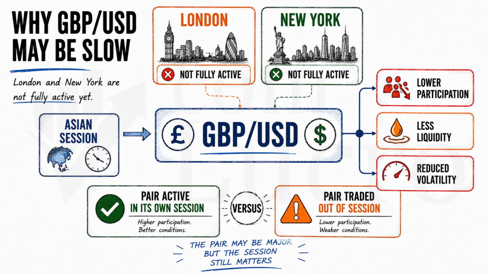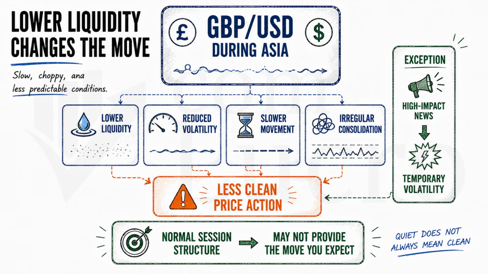For example, trading the British pound against the US dollar during the Asian session may not always be the most effective choice. The main financial centers connected to the pound and the dollar are not operating at full capacity during most of this period. As a result, GBP/USD may experience lower liquidity, reduced volatility, slower price movement, or irregular consolidation during the Asian session. There can always be exceptions, especially when important news is released, but the normal session structure may not provide the clean movement traders are expecting.